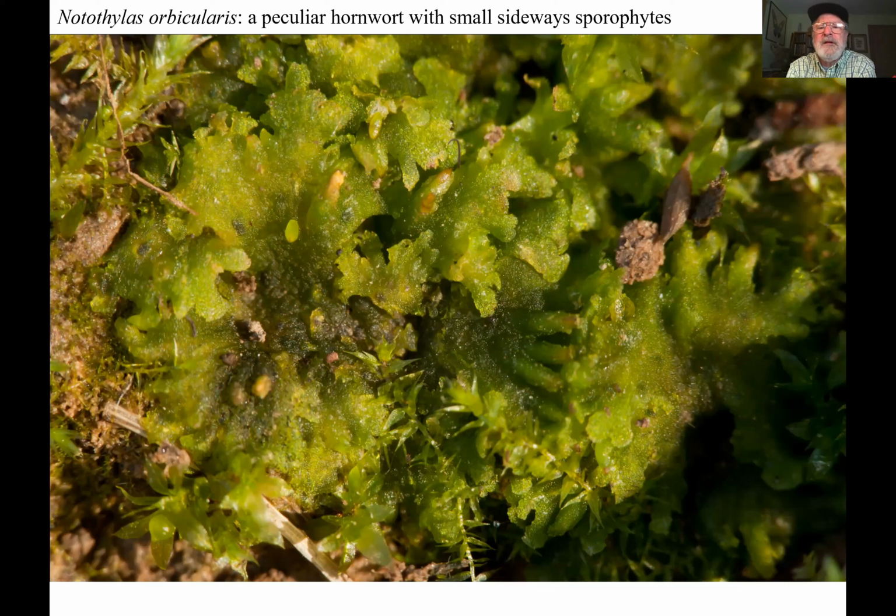This is one that's a little hard to recognize as a hornwort. This was seen at the edge of a soybean field in central Ohio, and it's called Notothylas orbicularis. And it has sort of linear sporophytes, but they don't stand upright. They lay flat, kind of like a glove that fell on the ground.